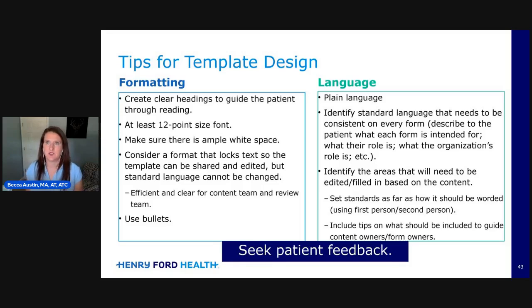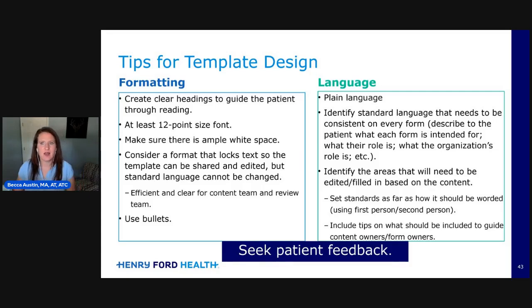Again, set those standards for you and your organization. How should it be worded? Are you using first person or second person? And then include those tips. So like I said, in those yellow sections, we had tips about what we need from the employee in those sections. And then of course, working with employees, sometimes we have to go back and get more information.